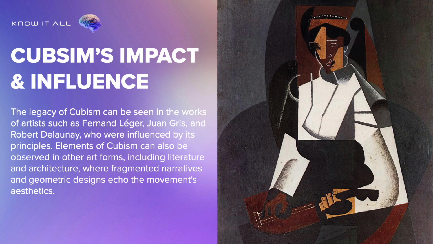The legacy of Cubism can be seen in the works of artists such as Fernand Léger, Juan Gris, and Robert Delaunay, who were influenced by its principles. Elements of Cubism can also be observed in other art forms, including literature and architecture, where fragmented narratives and geometric designs echo the movement's aesthetics.